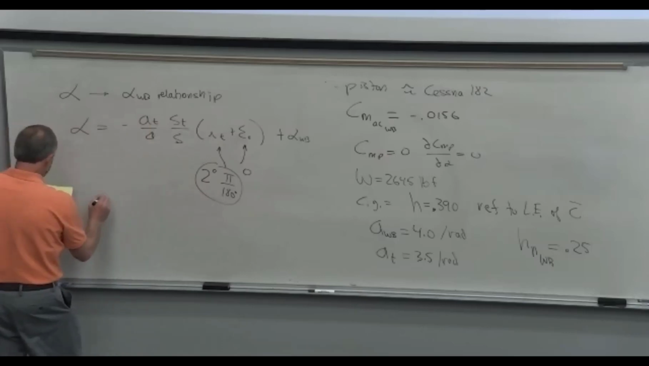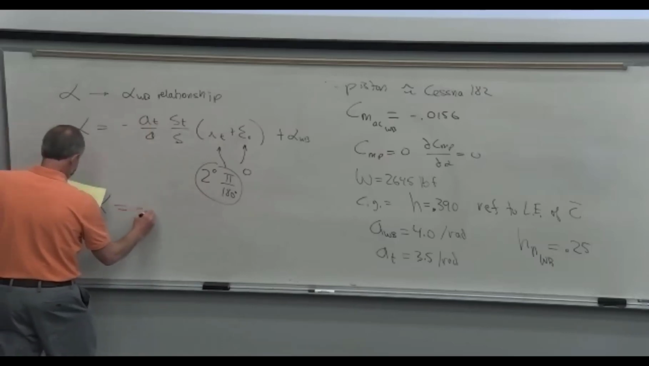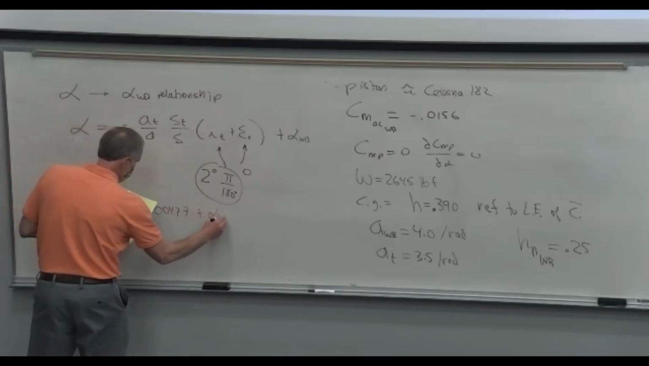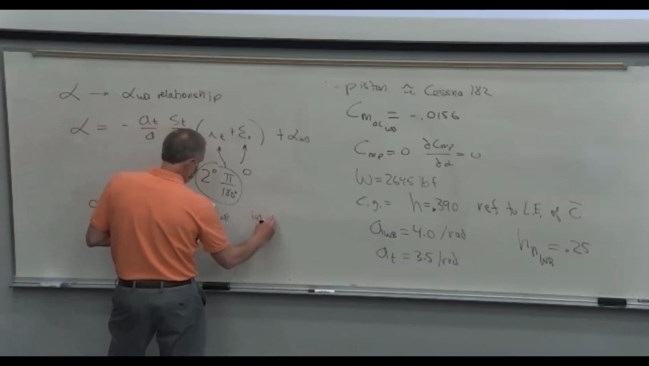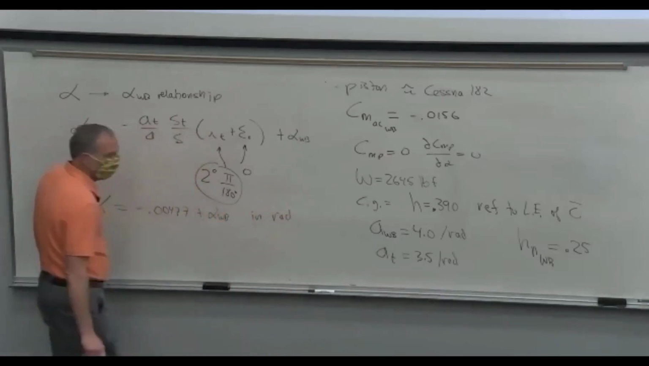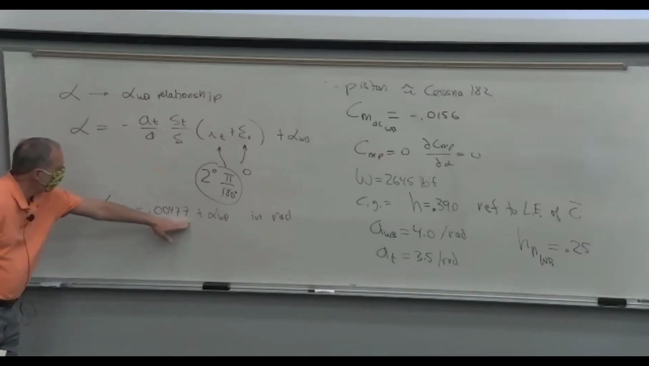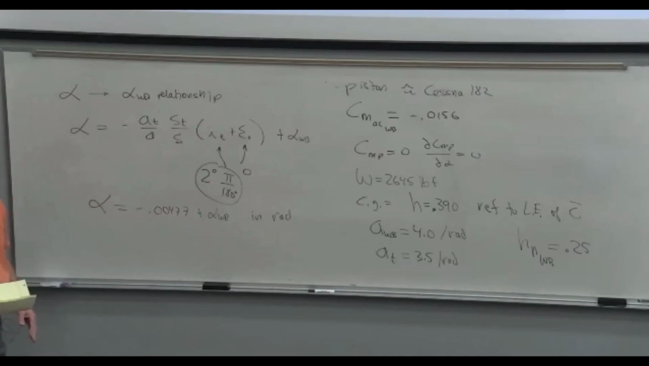If we plug all the numbers in for that, and since I converted to radians, this is in radians. So you can see that even though it seems, well, gosh, we got alpha, we got alpha wing body, it's just a shift of the axis by this number here.